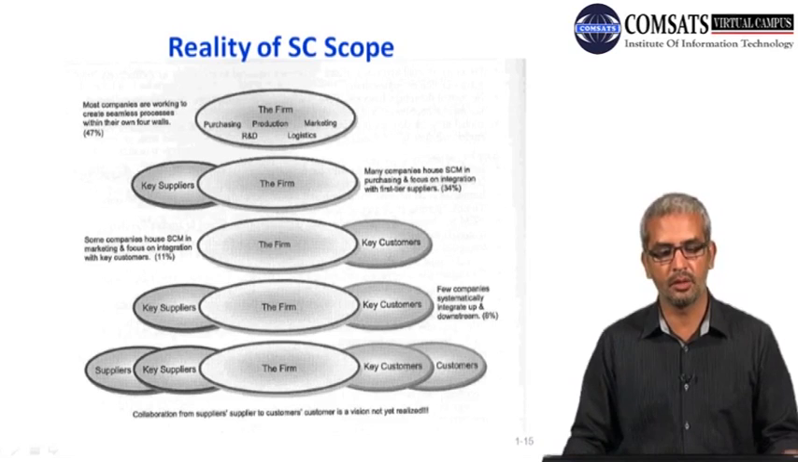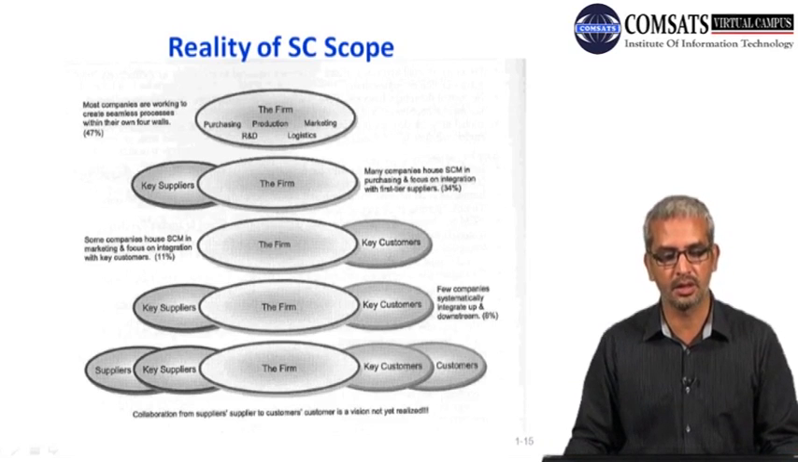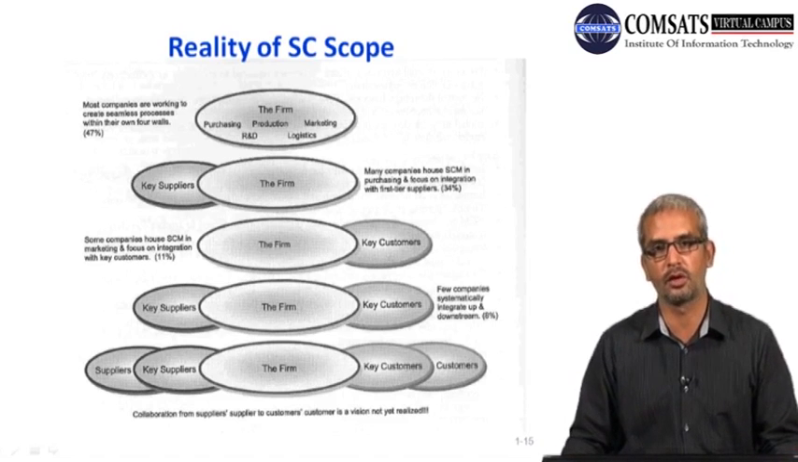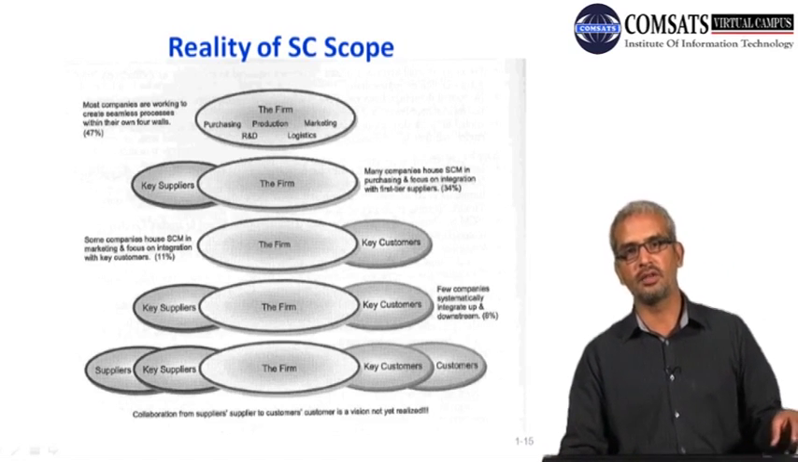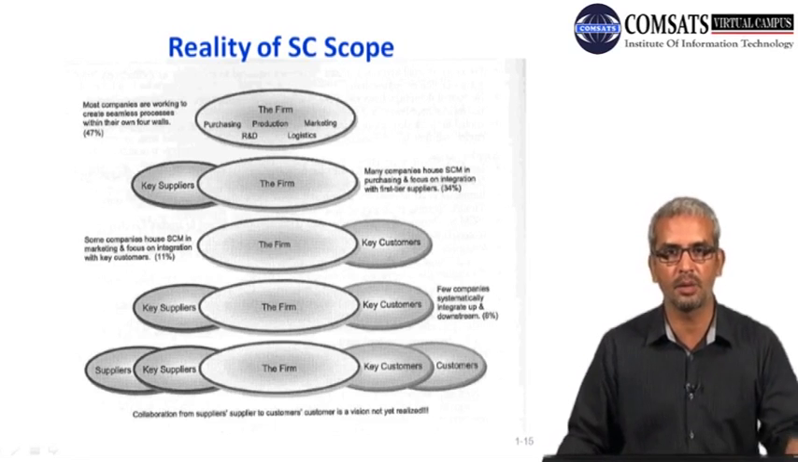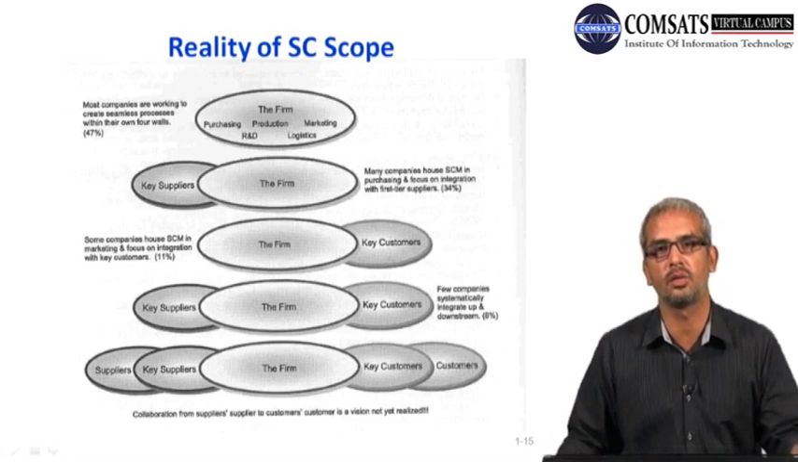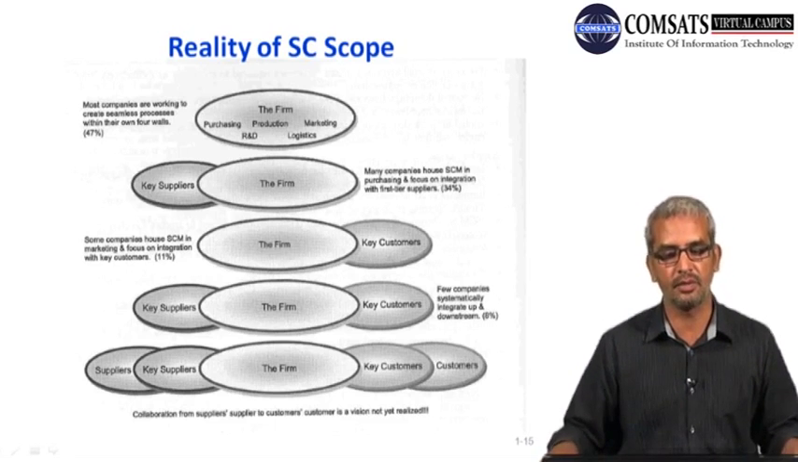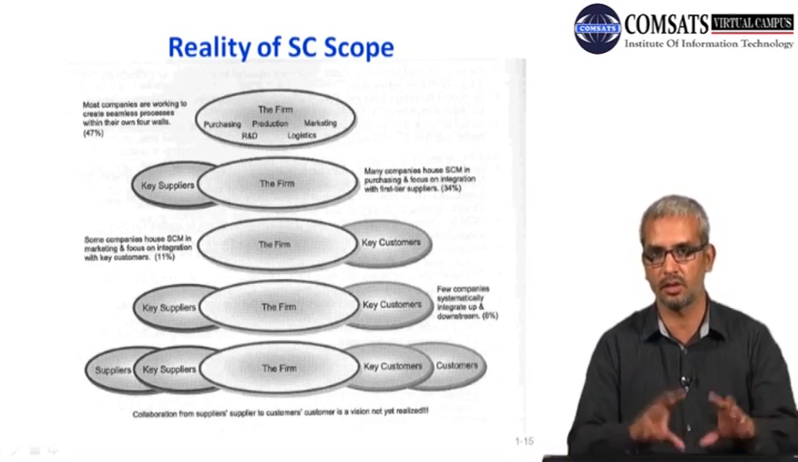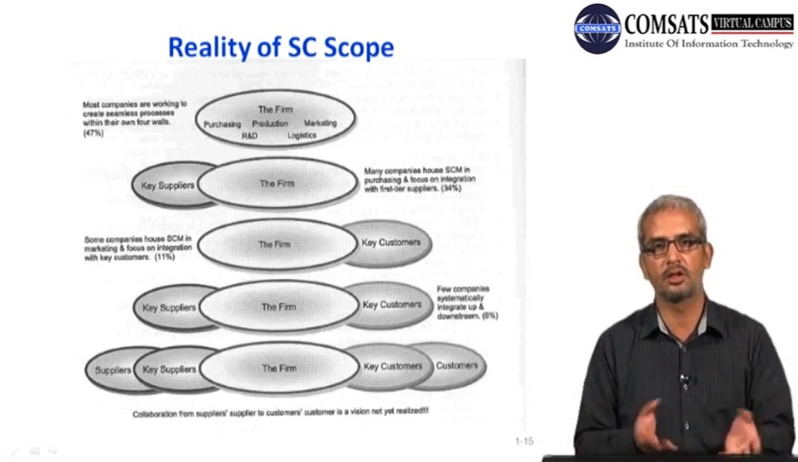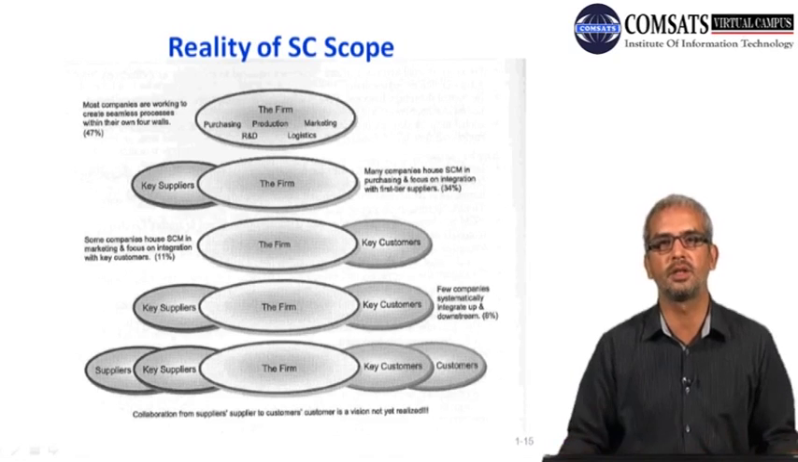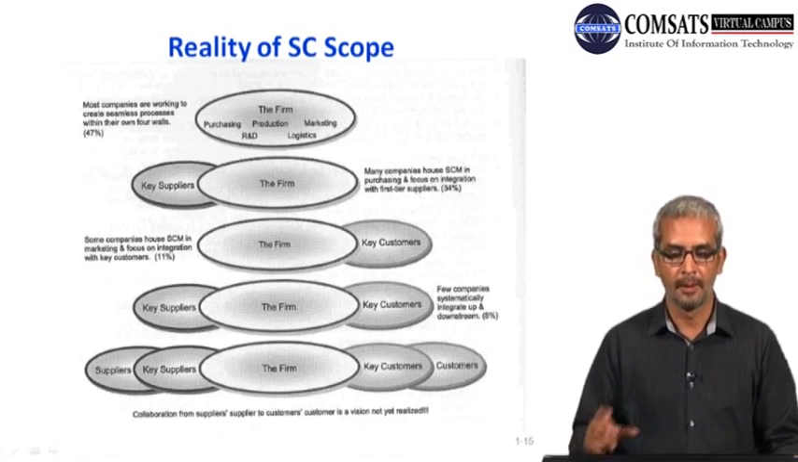Most companies are working to create seamless processes within their own four walls. 47% of companies, these are the results of a survey, are trying to optimize their own operations within their own four walls. That is the firm which has purchasing, production, marketing, R&D, logistics, finance and human resources and whatever. It is focusing on its own domain. It is not going beyond that domain, right?